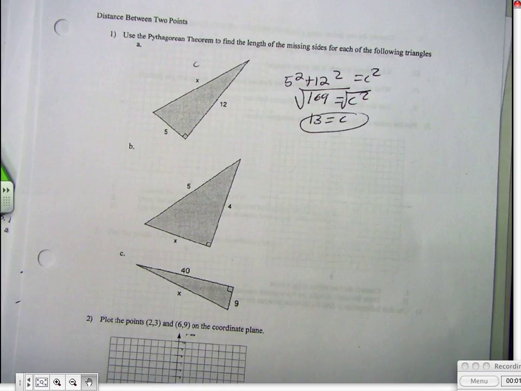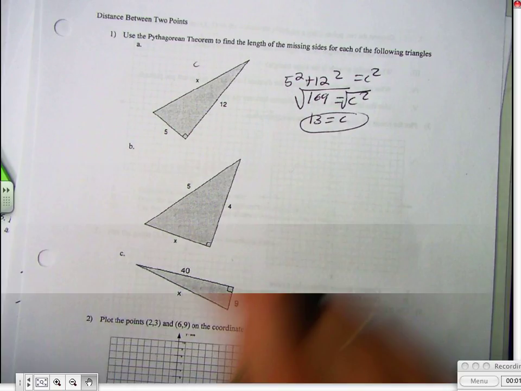Things that are important here. We know we're going a squared plus b squared equals c squared. We know that we're square rooting at the end. Since it's a square root, it could be positive or negative. But since we're talking about distance of shapes, it's going to be a positive answer that we want to look at. Because the square root of 169 could also be negative 13, right? Negative times negative gives us a positive.